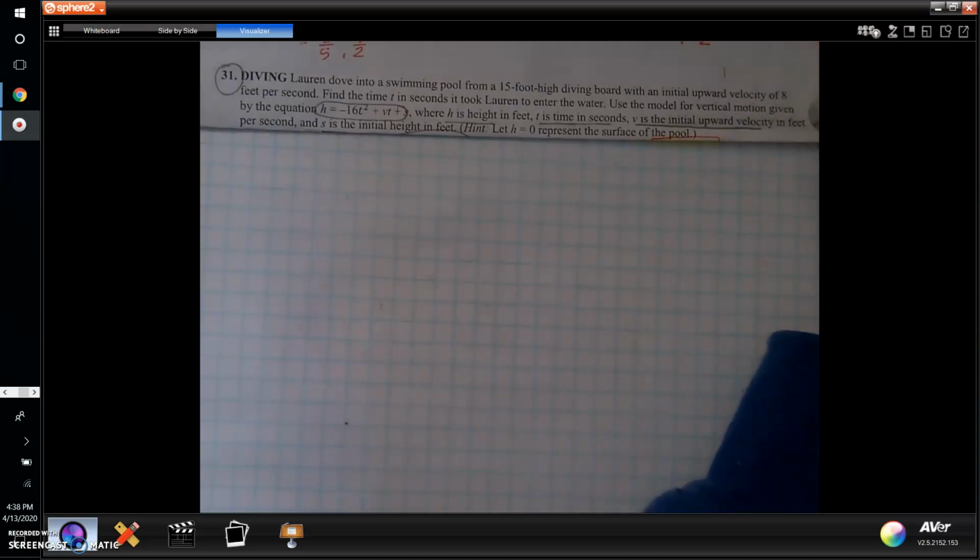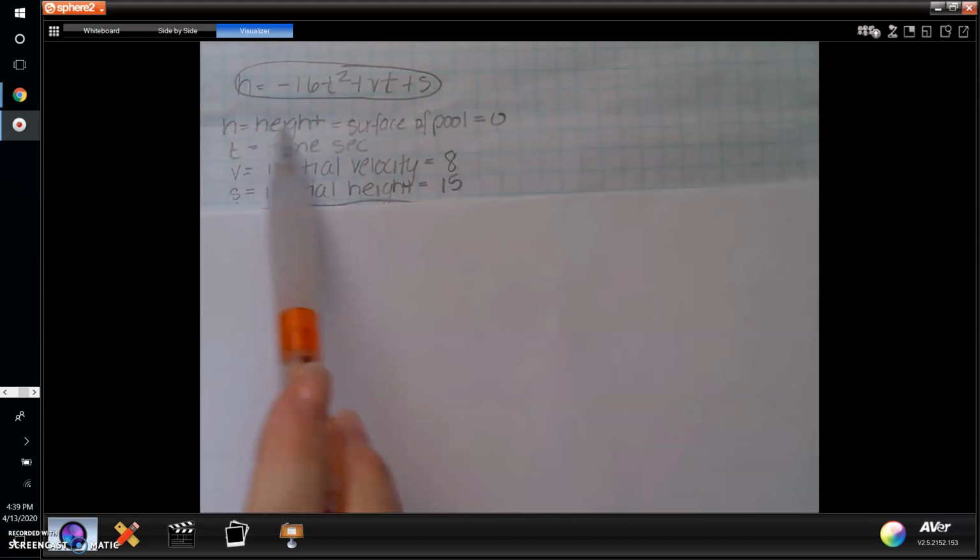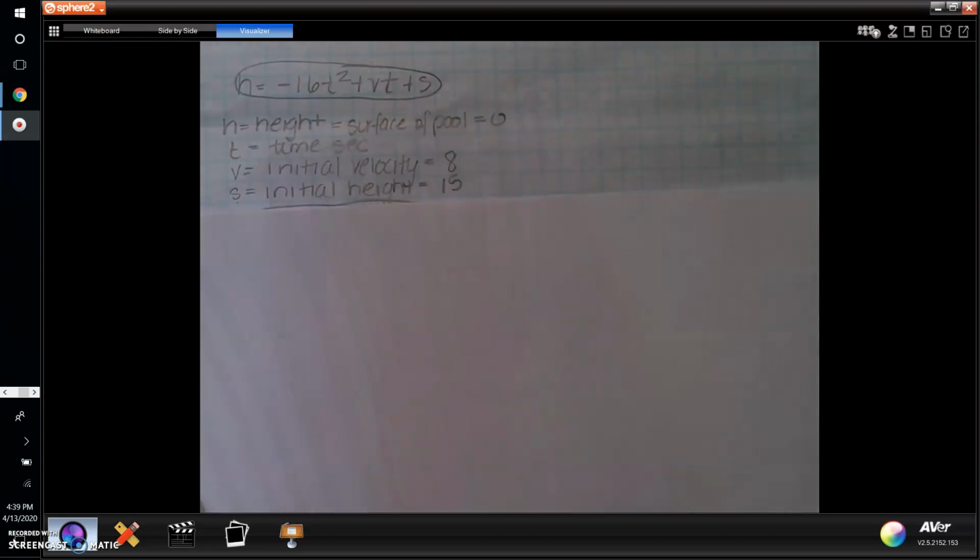Well, let me show you how I solved this problem and how I approached it. So here's the equation that they give me in the problem. They also give me what the variables represent. H represents the height, the surface of the pool, which is 0. All this is given. T is time in seconds, and they're asking me to find that. V is initial velocity, which is 8. S is the initial height, which is 15. You've got to learn how to write down the information. Don't just stare at it and say, I don't get it. You've got to learn to read the problem and sort out what you need.